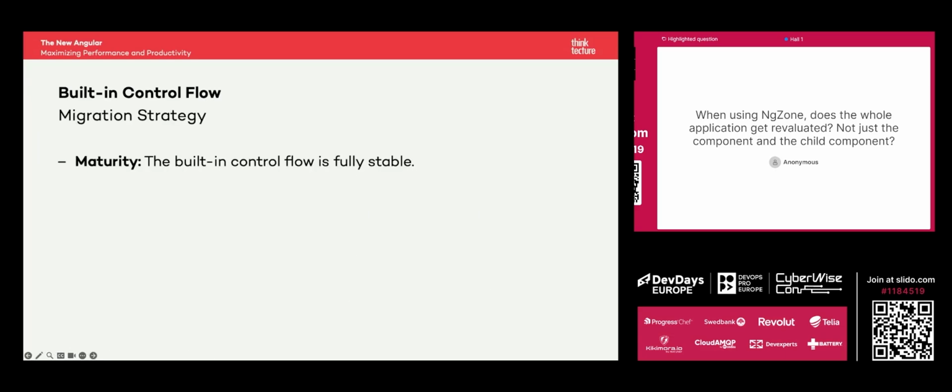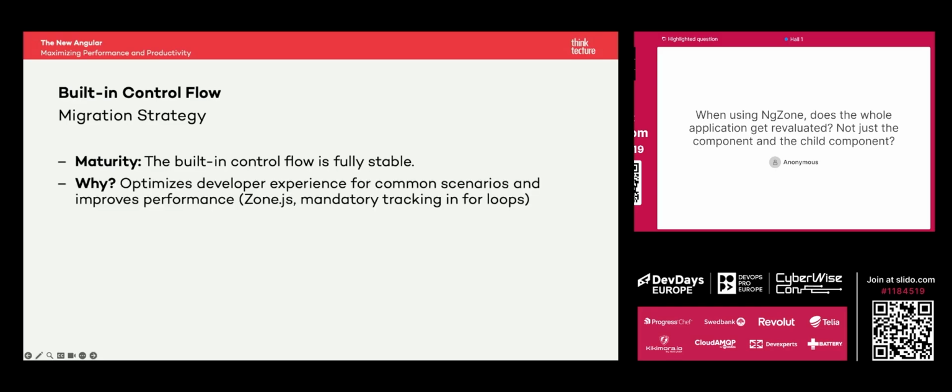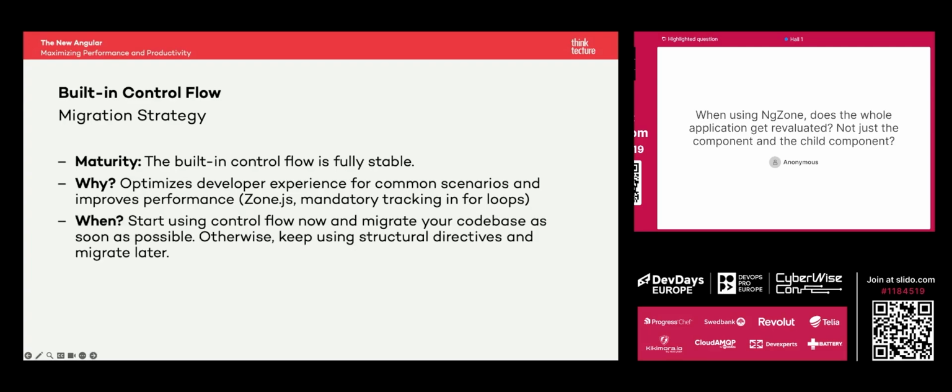Yeah, migration strategy. The built-in control flow is fully stable with version 18, actually. That was released two days ago. So I would use that now. It improves the developer experience and improves performance. So use that starting from now, and migrate the rest of your code base as soon as possible. All right. Be aware that your IDE must support this, but all recent versions of WebStorm, VS Code, and Prettier support it.